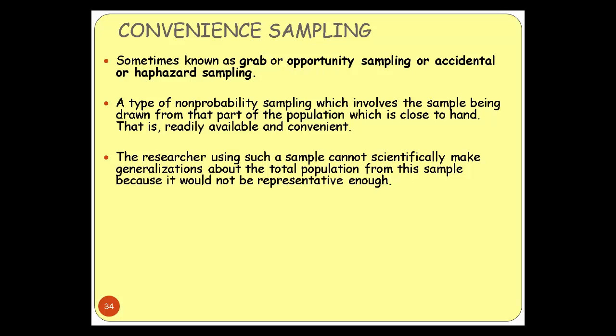Convenient sampling, sometimes known as grab or opportunity sampling or accidental or haphazard sampling, is a type of non-probability sampling which involves the sample being drawn from that part of the population which is close to hand, that is, readily available and convenient. This happens all the time in educational research. You have access to someone you know in a school, a class of students, etc. The researcher using such a sample cannot scientifically make generalizations about the total population from this sample because it would not be representative enough.